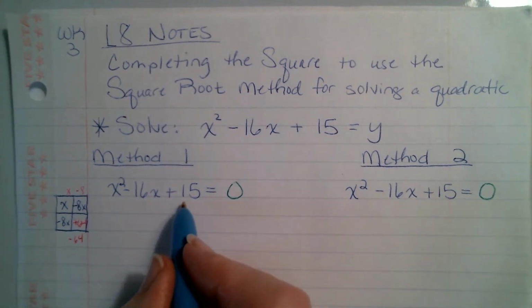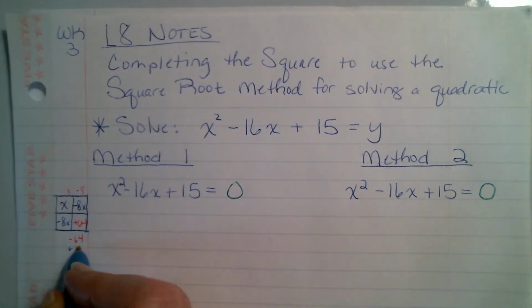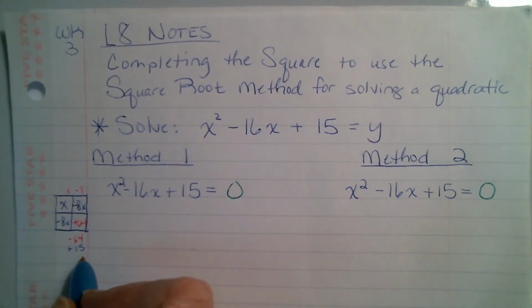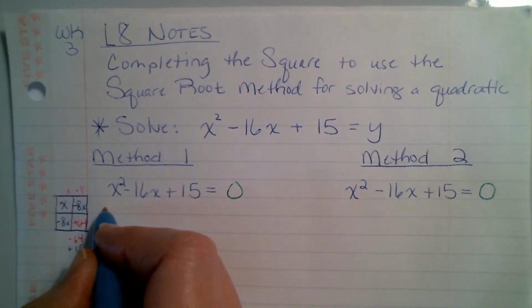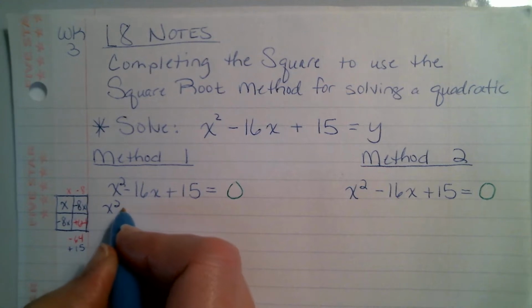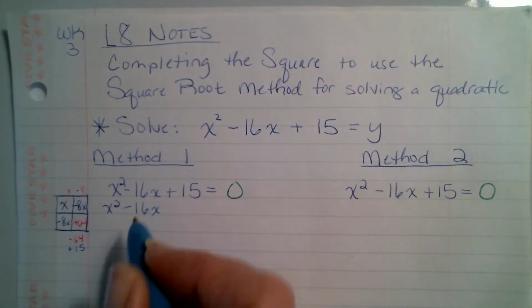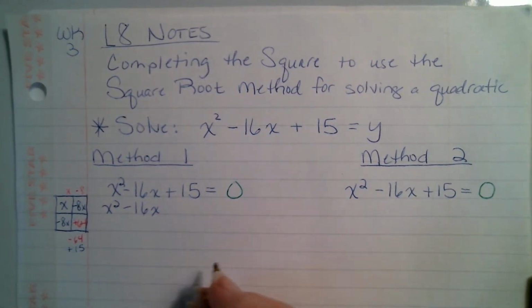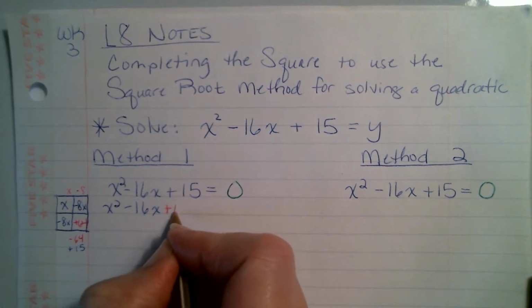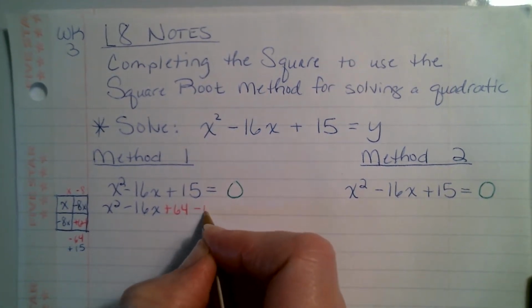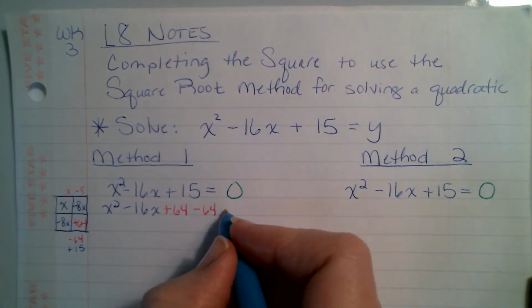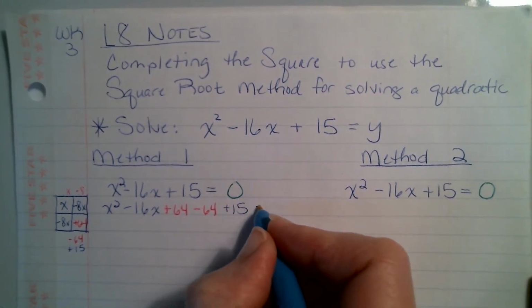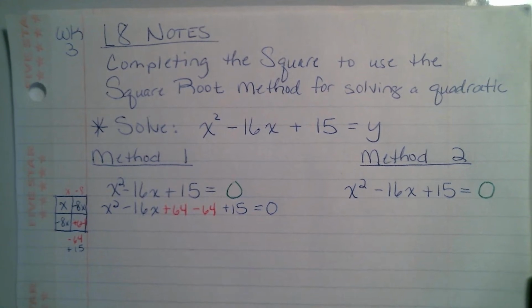Now, why do we do all that? Because it was that 15 that was making it not perfect. That's why we kind of kicked it outside, made a perfect square here. So technically what we had is x squared minus 16x. We added 64. And we also subtracted it because we want to maintain the integrity of what it originally represents. And now it all equals 0.